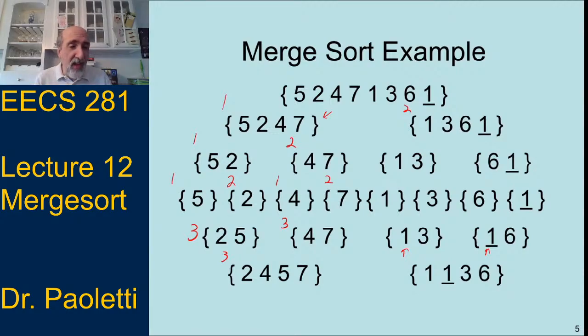Now that was somebody's step 3, but it was also finishing the step 2 up here. So now we can go to step 3 for the whole thing. We have finished the left half of the original 8 and the right half of the original 8. We can now merge those two regions of size 4 into a region of size 8, and we get 1, 1, 2, 3, 4, 5, 6, 7.